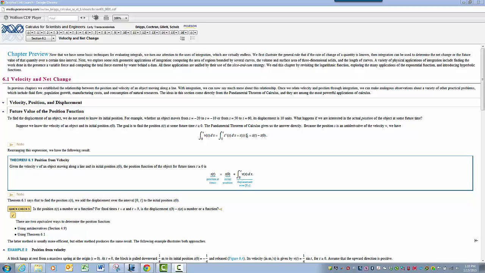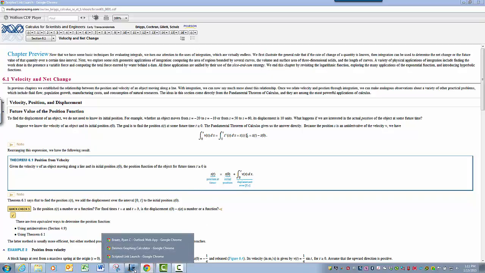So for the second part, guys, in 6.1, what we want to do is find the position of a particle or an object at a certain time, given an initial starting position and also the velocity function. So what your author gives you here is a formula for how to calculate that. What I want to do is walk you through why this formula makes sense, and then I'll show you how to apply this.